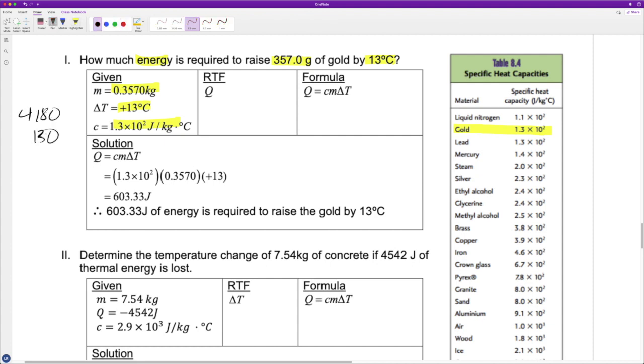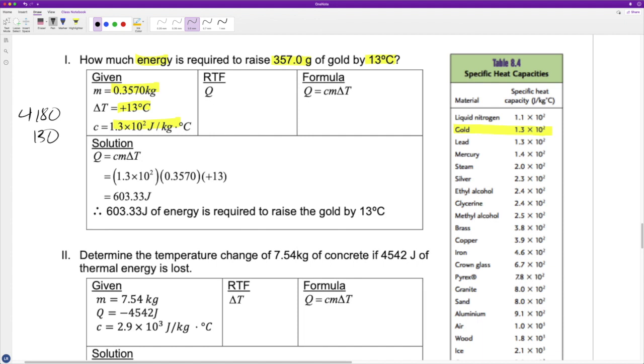So what's the difference in there? Well, the amount of heat required to raise 1 kilogram of water by 1 degree Celsius could raise 1 kilogram of gold by 32 degrees Celsius. So the same amount of energy would require water to only go up 1 degree. This would gain 32 degrees.